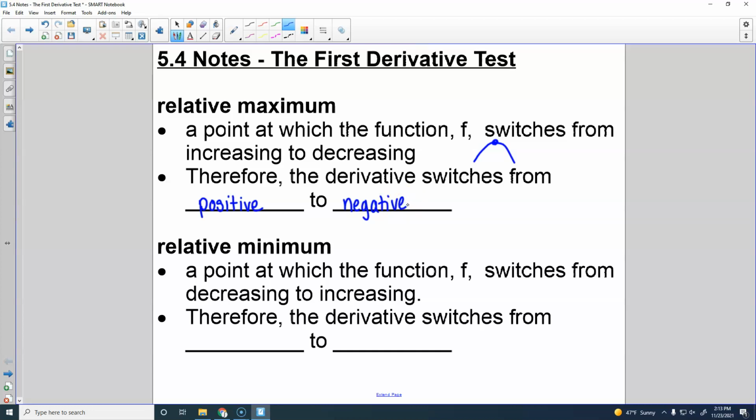So the opposite of this is true for a minimum. If we go from decreasing to increasing, the derivative would go from negative to positive.